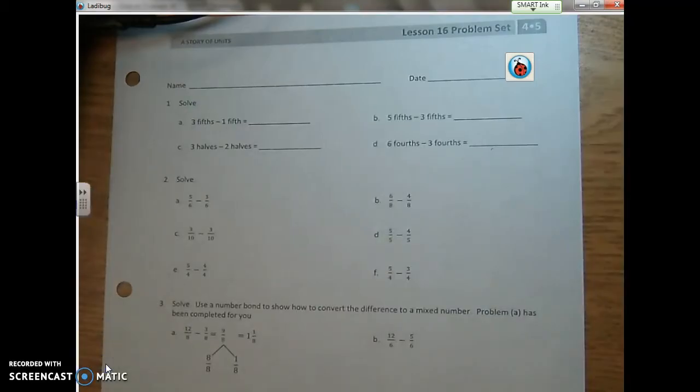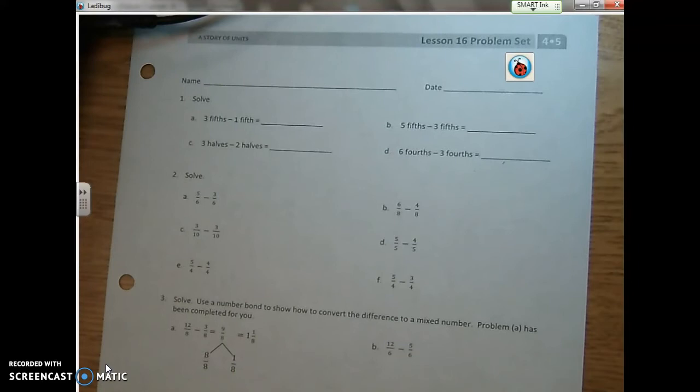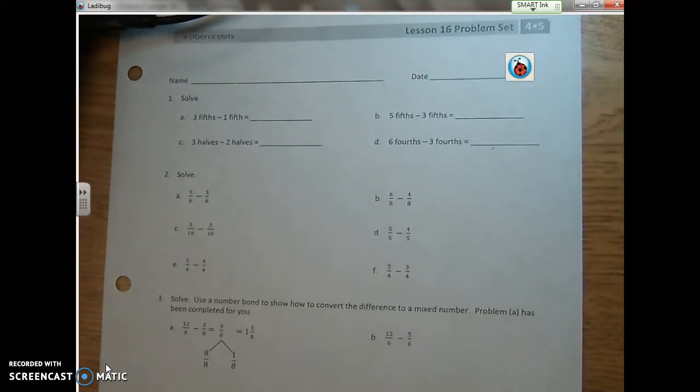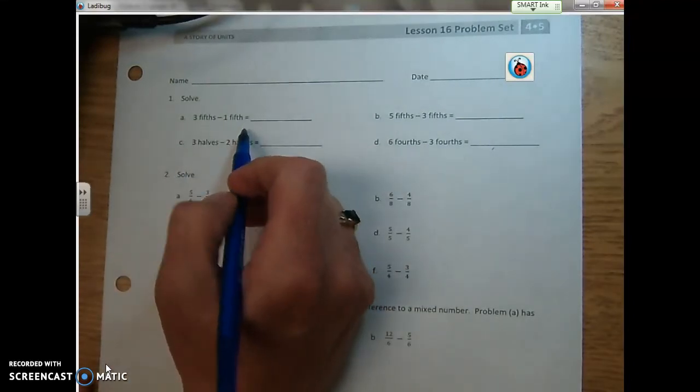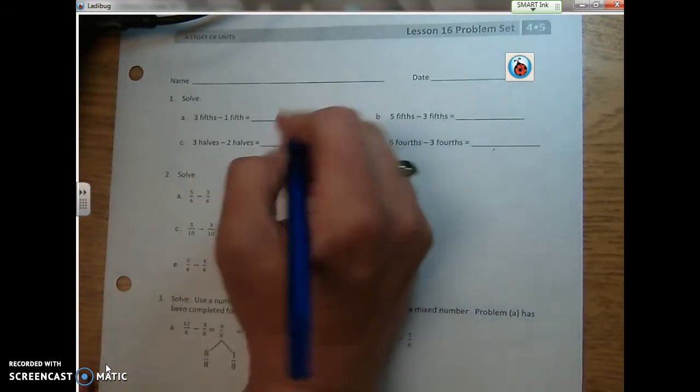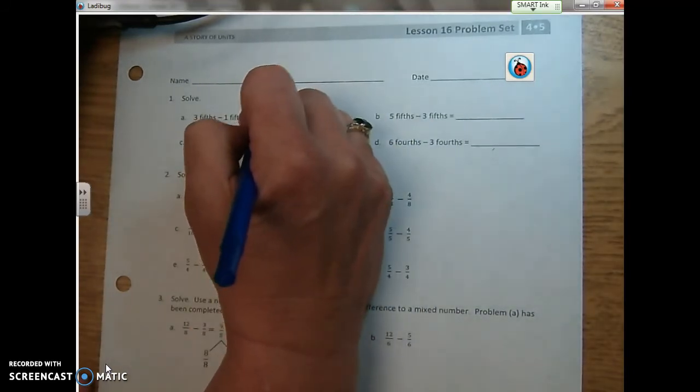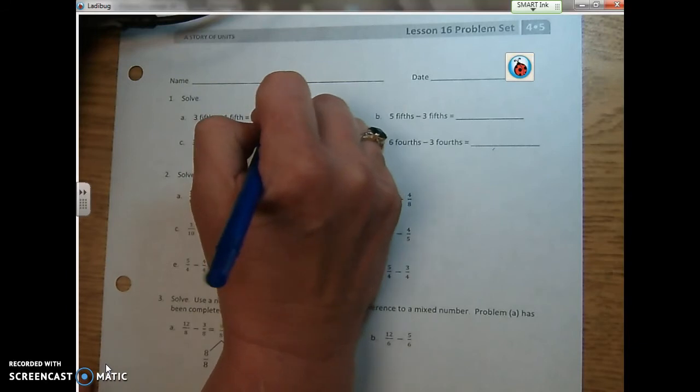All right, so now I want you to get out your problem set, lesson 16. This is page 221. This is a fairly easy concept to grasp. You just have to remember that the denominators have to be the same. So, in the first problem, we have 3/5 minus 1/5, and this is written in unit form. So we're going to answer this in unit form saying 2/5.